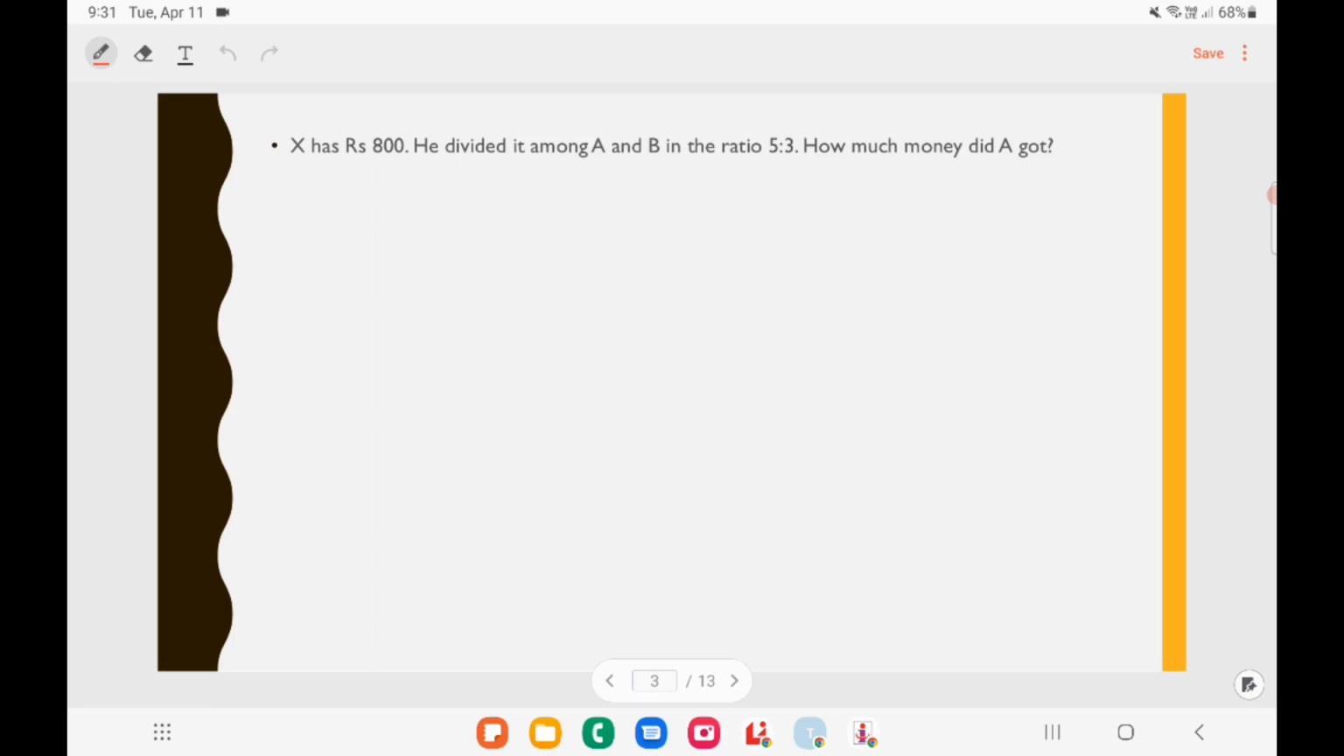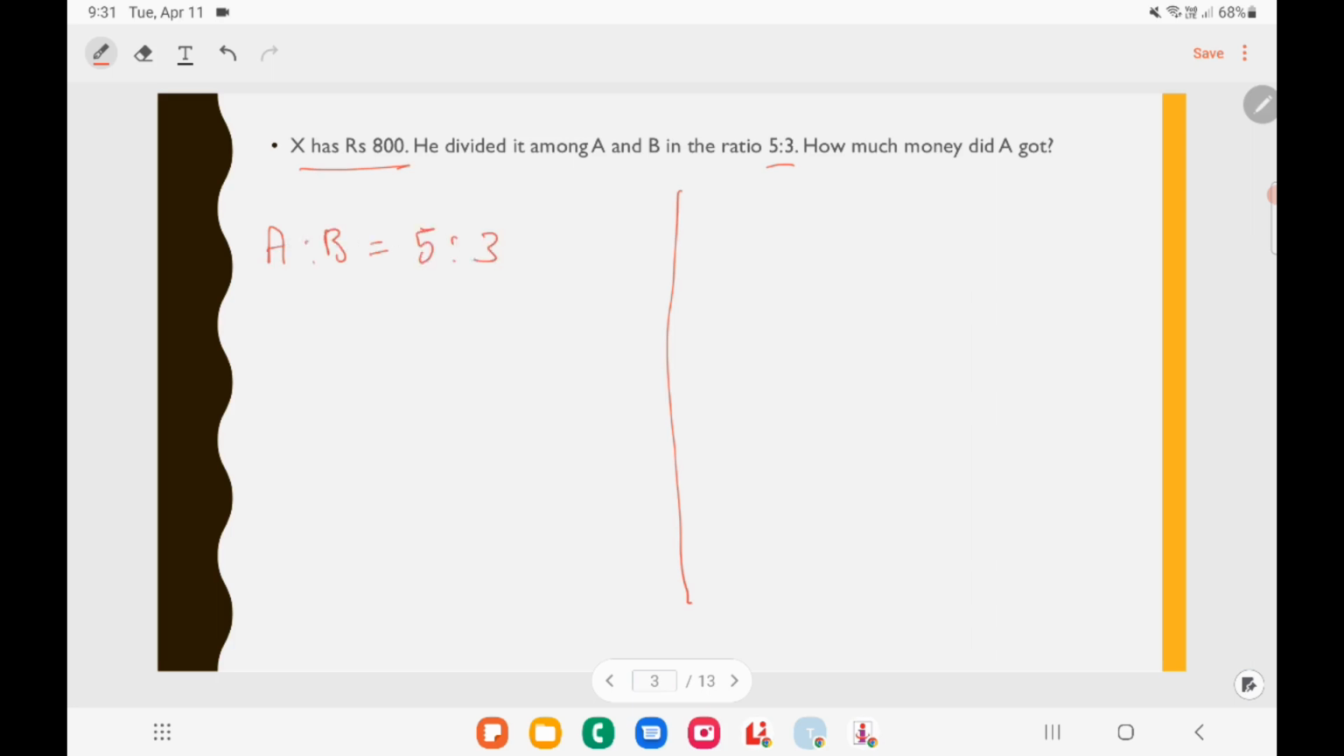Here x has rupees 800 with him. He divided it among a and b in the ratio 5:3. How much money did a get? So here you can do this question in two ways. I will first tell you how you can solve it using the concepts, and then how you can solve it very easily. Okay, so in this case a is to b is given as 5:3.